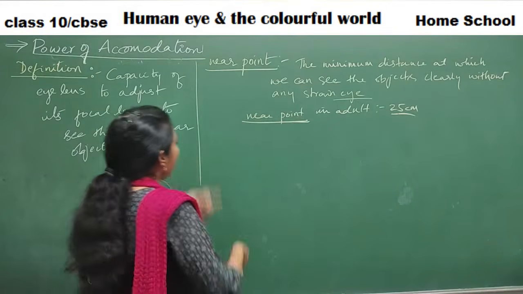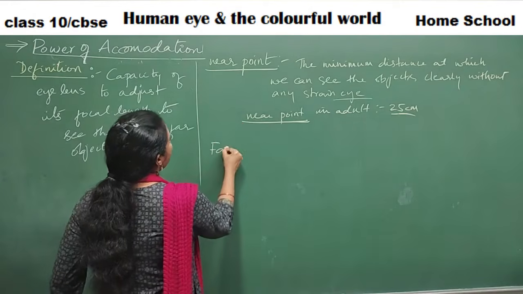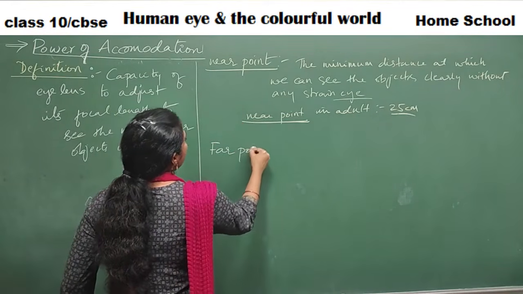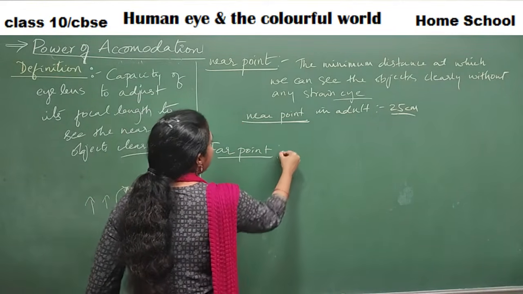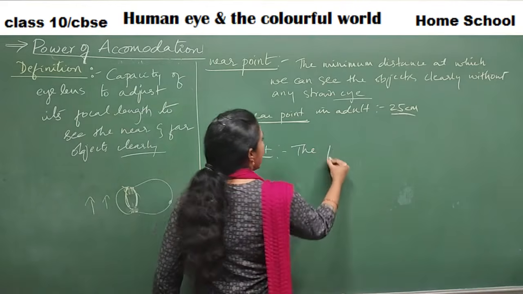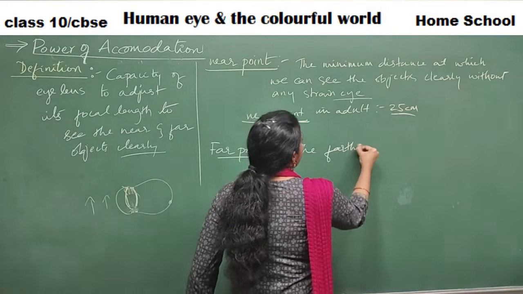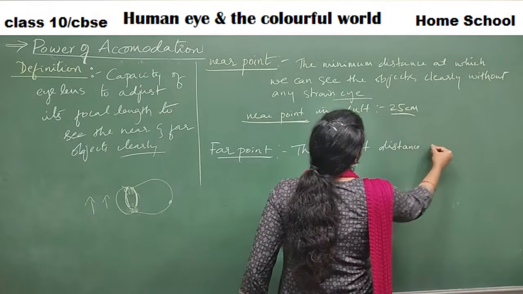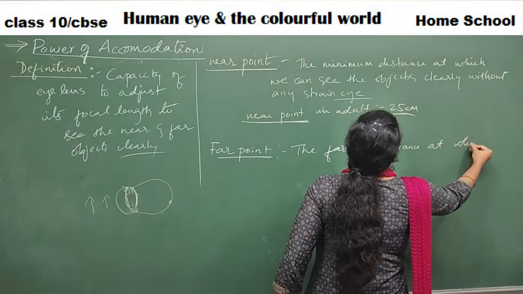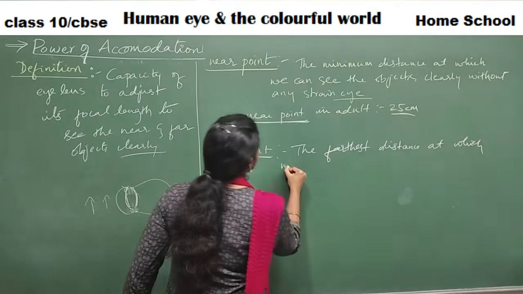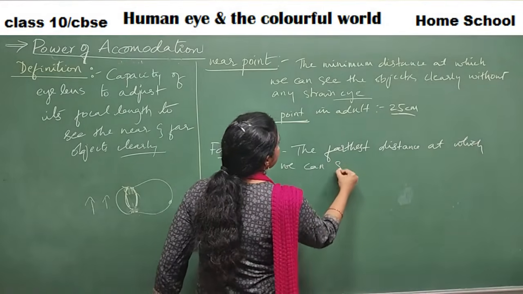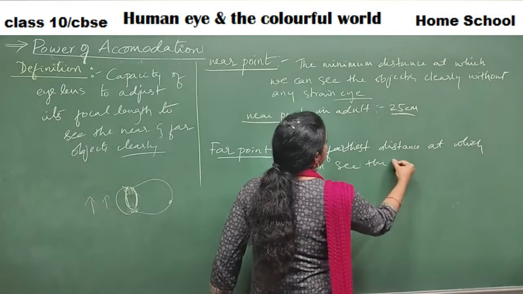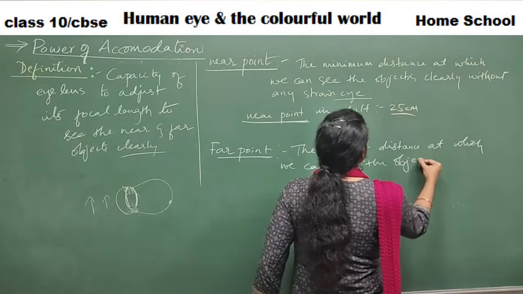Now let us learn about the far point. So what do you mean by far point? It is the farthest distance, the maximum distance at which we can see the objects.